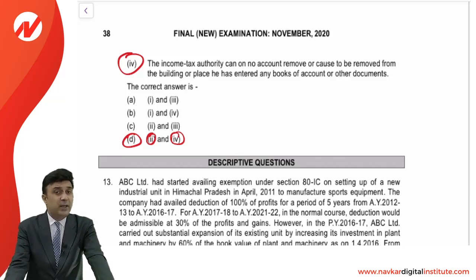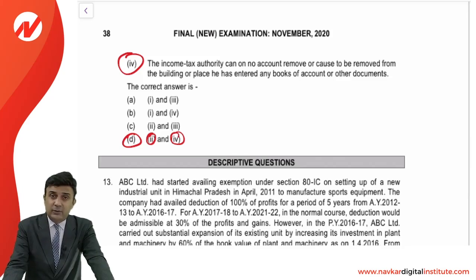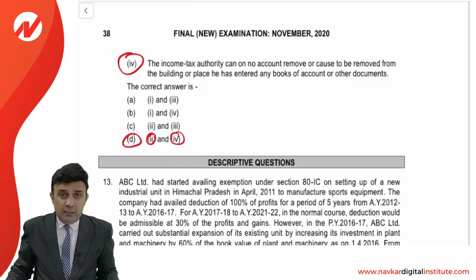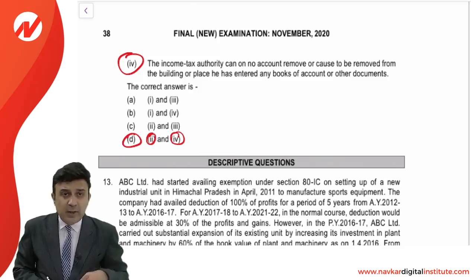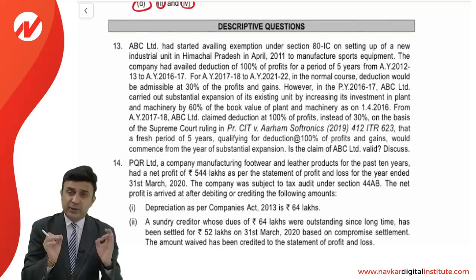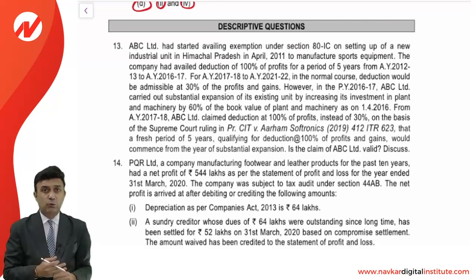See friends, in MCQs, you have to have thorough clarity over the provision. Otherwise, it is either win or loss. Friends, be very careful about the conceptual clarity as far as the MCQs are concerned. These are your 12 MCQs of the RTP. Friends, let's now go to the descriptive questions. There are 13 to 28 questions given. Let's check out one by one.